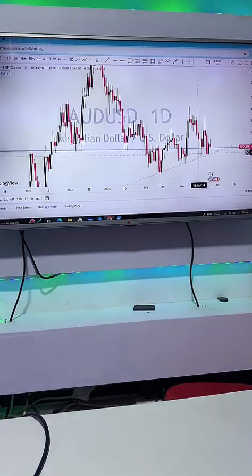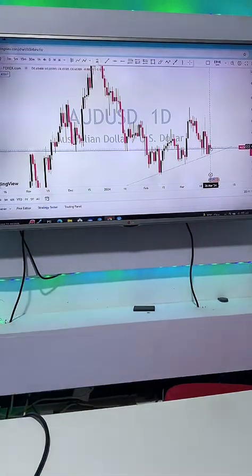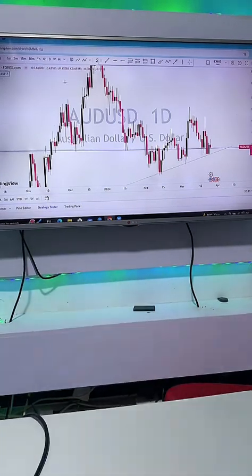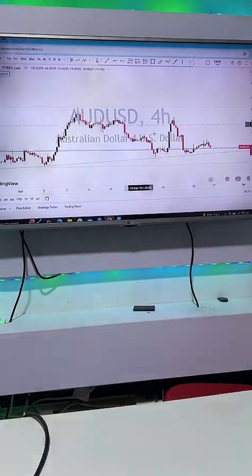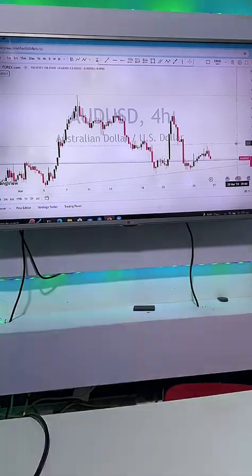Yeah, so look at that. That's a retest candle. So tomorrow, if this breakout is not fake, we should expect AUD USD pushing to the upside.